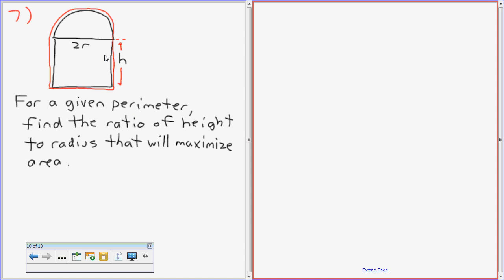Austin, go ahead. Perimeter equals... Well, let's start with the rectangle. What's the perimeter of three sides of the rectangle going to be? It's going to be H, 2H, plus 2R. Okay, good.